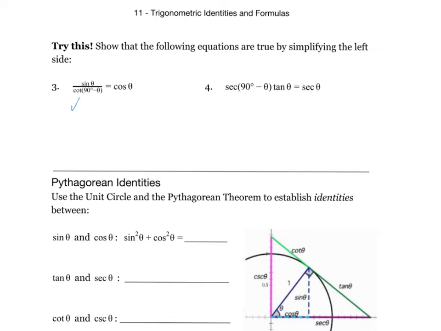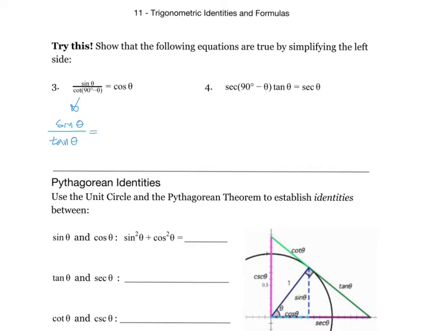So we're going to rewrite this whole fraction. Sine of theta, I like sine of theta. That's pretty simple. Cotangent of 90 minus theta, that's the same as the tangent of just theta. And I'm going to work my way to the right here.